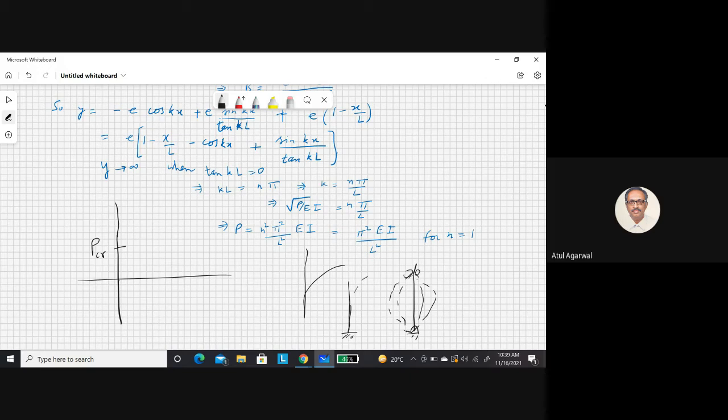So below critical load, you will find it is not deflecting at all in this direction. But at critical load, you cannot find what is the value of deflection. It is an unknown amount of deflection. This is your deflection. So you say this is a failure situation. Your deflection will keep on increasing once the value of applied load becomes equal to this critical load. So this critical load is called P critical or buckling load.